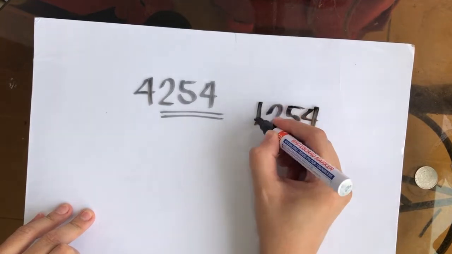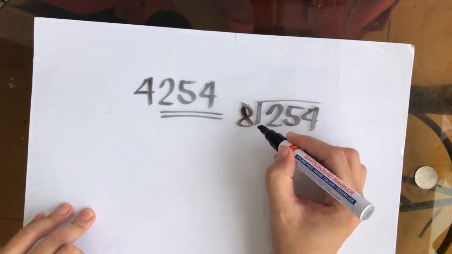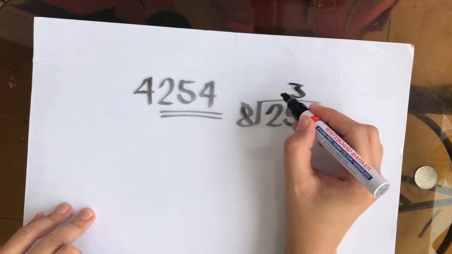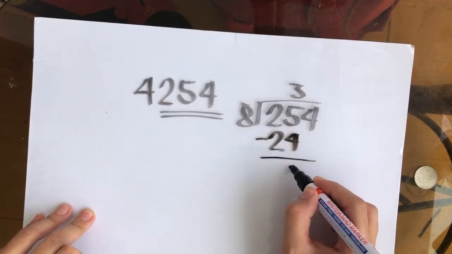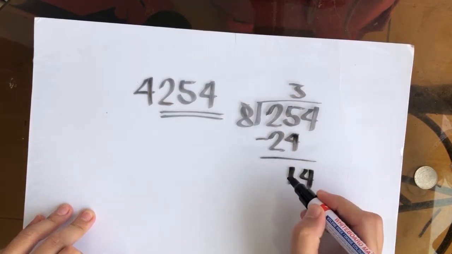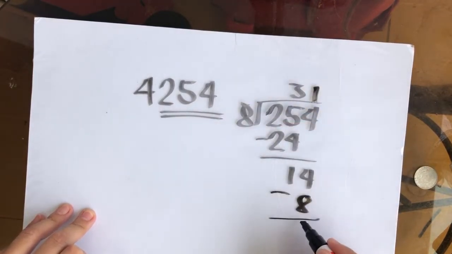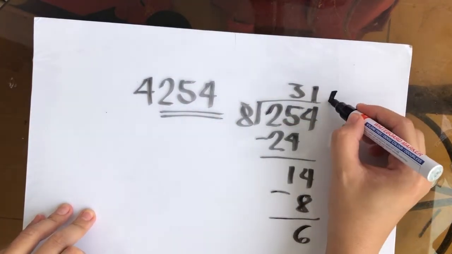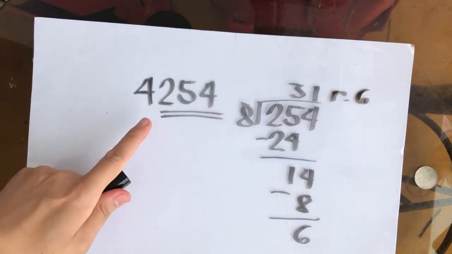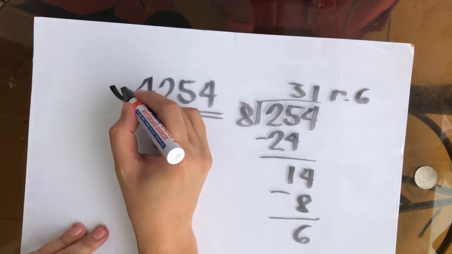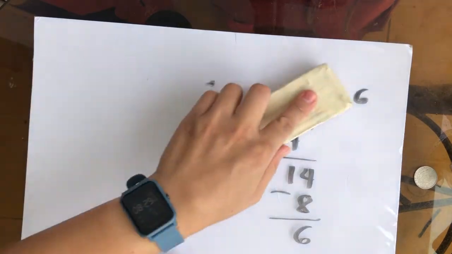254 divided by 8. So, here, 25 divided by 8, we have 3. This is 24. 14 divided by 8, that is 1. 1 times 8, we have 8. So, 6. Meron siyang remainder na 6. Ibig sabihin, yung 4,254, hindi siya divisible by 8. Different example.